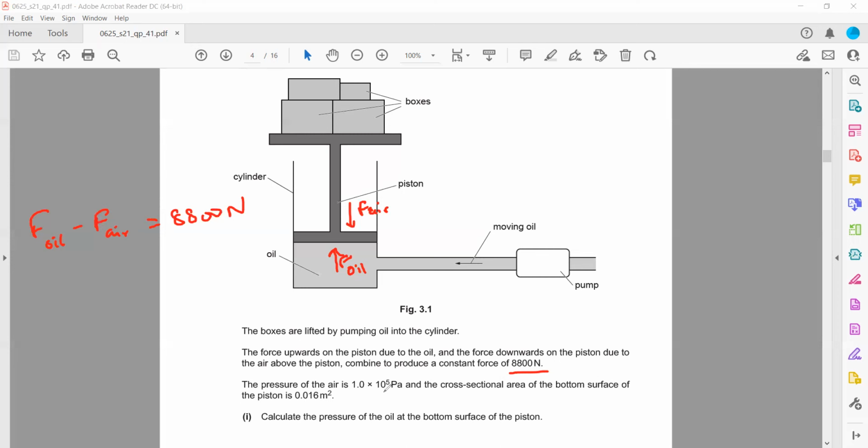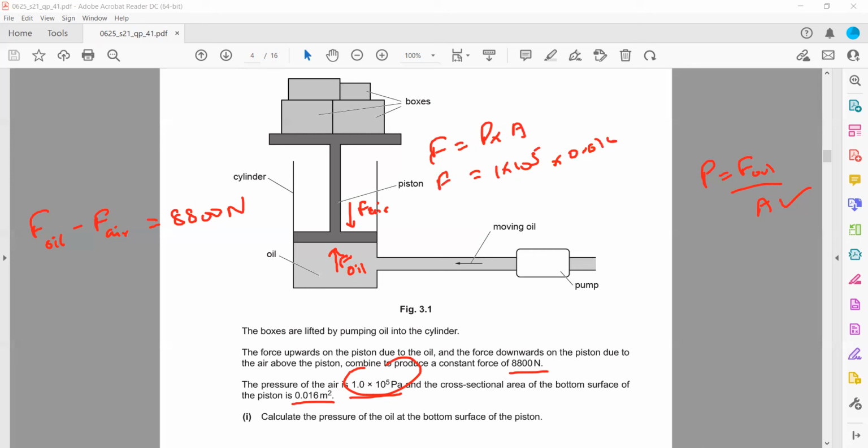The pressure of the air is 1 exponent 5 Pascal and the cross-sectional area is 0.016. Calculate the pressure of the oil. So to calculate the pressure, it is force of the oil divided by area. We have the area, but we don't know the force of the oil. To get the force of oil, we should know the force of air. How to get the force of air? Pressure is force over area, so force is pressure multiplied by area. So the pressure of the air is 1 exponent 5, which is atmospheric pressure, multiplied by the area, which is 0.016.